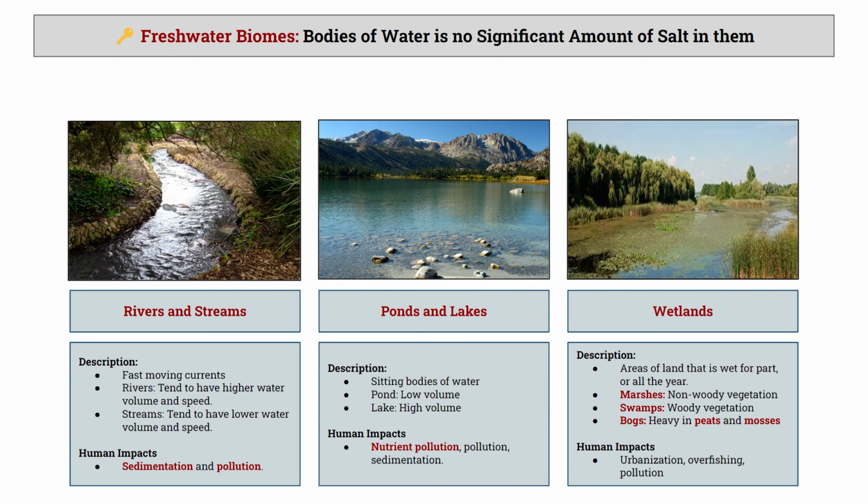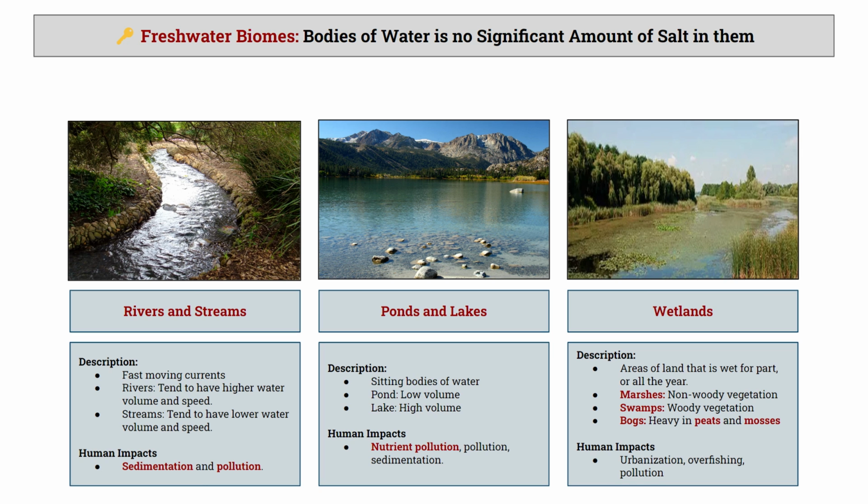All right, when it comes to aquatic biomes, we're going to divide them into two categories. We're going to have freshwater, which are bodies of water with no significant amount of salt in them. And then we're going to have marine biomes, which are biomes that have significant amounts of salt in them. So when it comes to freshwater biomes, we have three main categories. We have rivers and streams. These are fast-moving currents. Rivers and streams don't really have a defined size to determine between the two, but typically rivers tend to be larger while streams tend to be smaller.